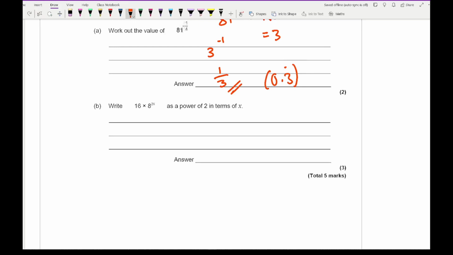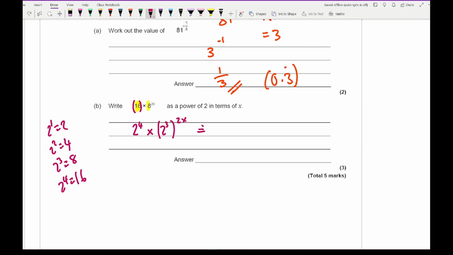Then with question B, it says write 16 times 8 to the power of 2x as a power of 2 in terms of x. So what we want to do here is write 16 and 8 as a power of 2. Now 2 to the power of 1 is 2, 2 squared is 4, 2 cubed is 8, 2 to the power of 4 is 16. So I'm going to rewrite 16 as 2 to the power of 4, and I'm going to rewrite 8 as 2 to the power of 3, and that's to the power of 2x.